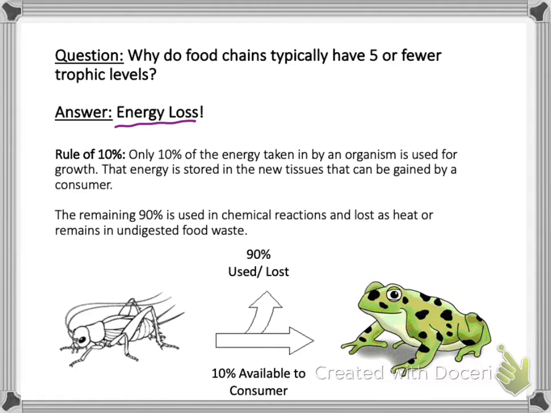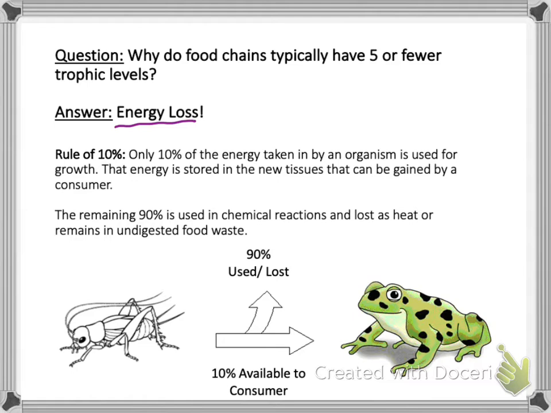So in biology, we have a general rule called the rule of 10%. And what that says is only 10% of the energy taken in by an organism is going to be used for growth. That is the energy that is going to be stored in organic compounds and stored in the tissues that build that organism. Because the consumer actually eats the flesh of its prey, it is then gaining the energy from the organic compounds in those tissues.